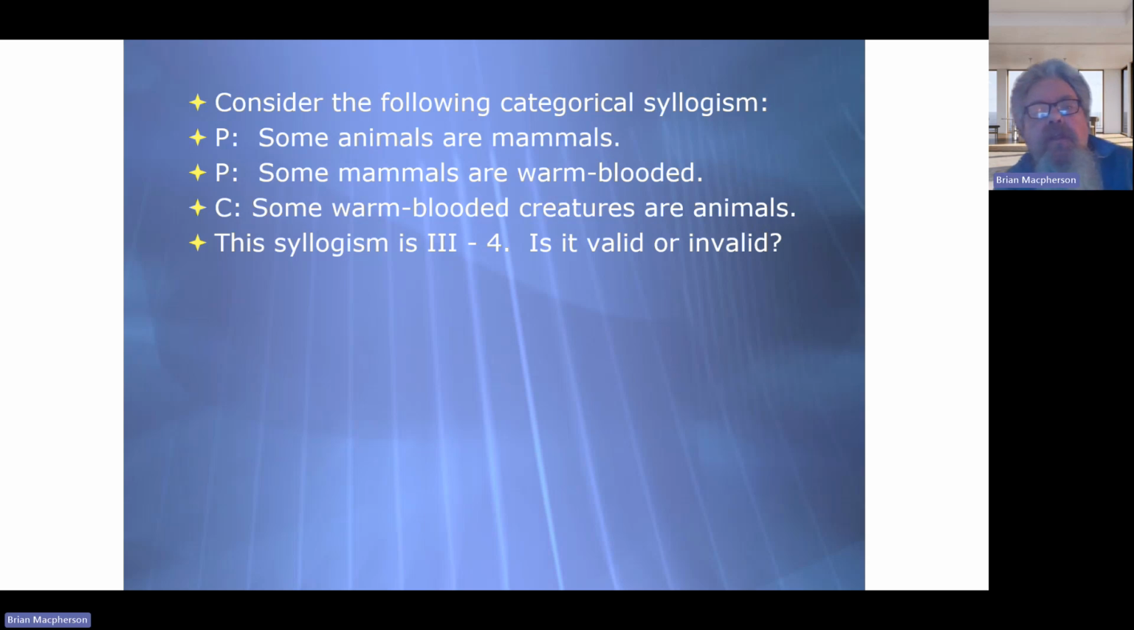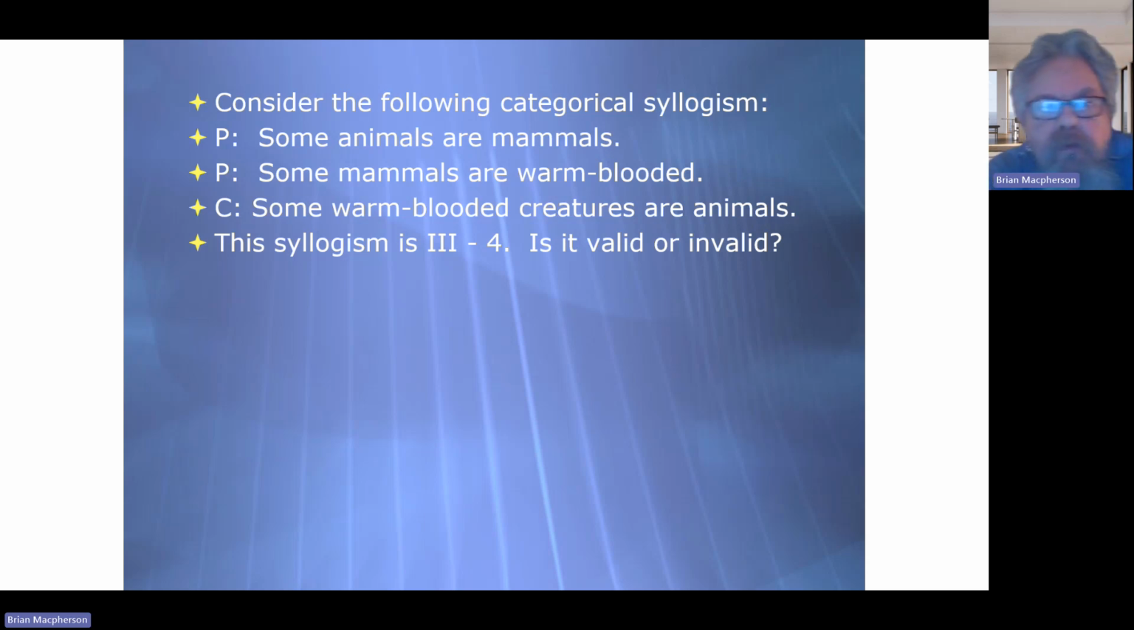With this syllogism here, it's figure 4, right? Because the middle term mammals is in a diagonal facing towards my right as I face the computer screen. So let's look at this one. Some animals are mammals, that's I, right? Some mammals are warm-blooded, that's I. And some warm-blooded creatures are animals, that is, again, I. So the mood is I, major premise, I, minor premise, I, conclusion.